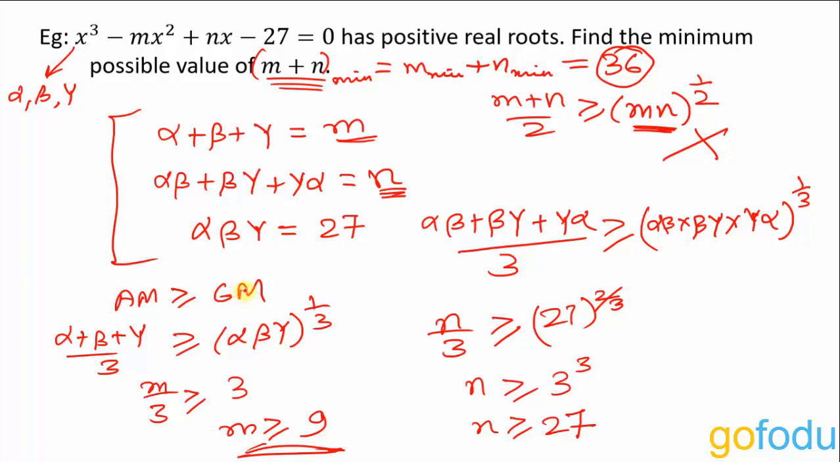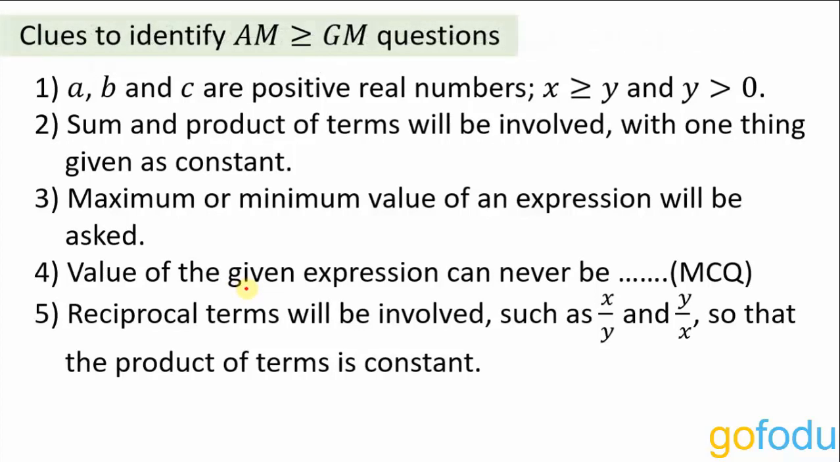There are many formats from which questions can be asked, and many a times it is not evident that the question is from this topic. So these clues will help you figure out. These are the clues to identify if a question is based on this concept, AM is greater than or equal to GM. So first clue is that in the question it will be mentioned that the terms are positive real numbers. A, B and C are positive real numbers.